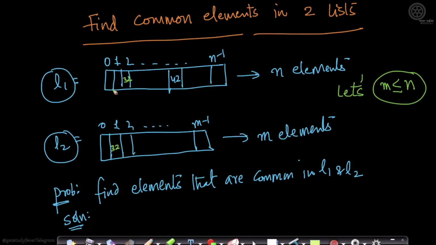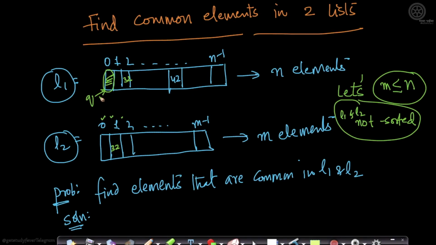Now comes the fun part. To find common elements, what do I do? I take the 0th element as my query element. I'll say q equals the 0th element. Now I try to find that q in the other list. Remember, my lists are not sorted. Neither L1 nor L2 is sorted. So we wrote a simple algorithm where I can find a given query element in another list.